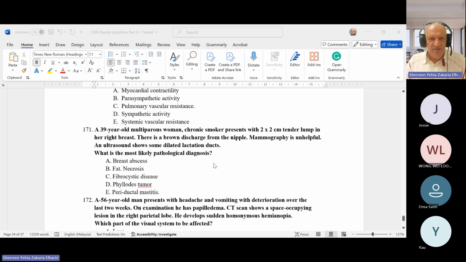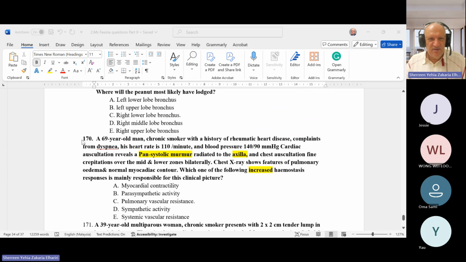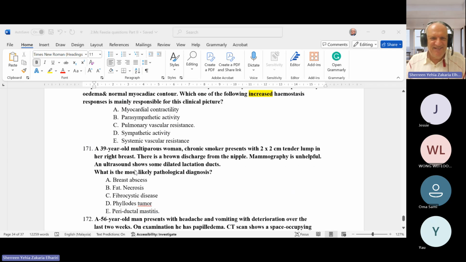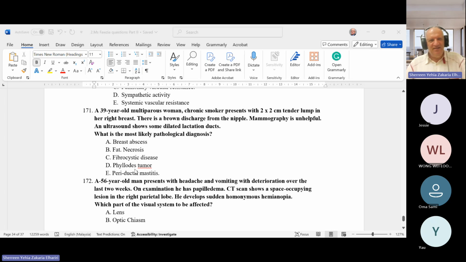All right, next question. This question is not found in other versions, by the way, so we made some modification. The next question is a 39-year-old multiparous woman, chronic smoker, presented with a 2x2 cm tender lump in the right breast and a brown discharge from the nipple. Mammogram is unhelpful. Ultrasound shows a dilated lactiferous duct. So again, this is young. So what is your answer?